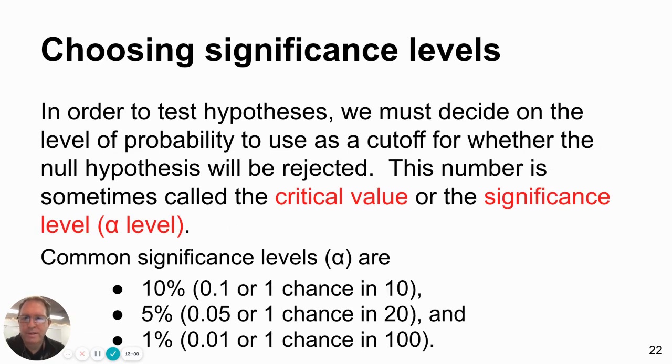In order to test hypotheses, we must decide on the level of probability to use as our cutoff for whether the null hypothesis will be rejected. This cutoff, this number, is sometimes called the critical value, or the significance level, or the alpha level. Now, common significance levels are the 10%, the 5%, or the 1%. No doubt you are familiar with cutoffs.